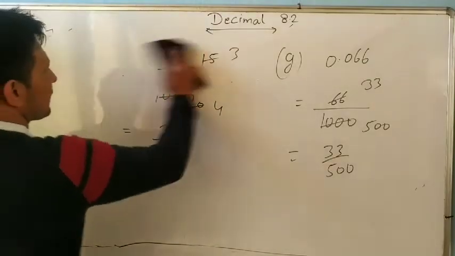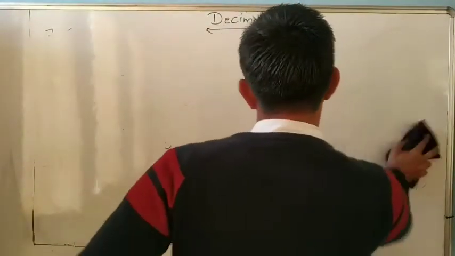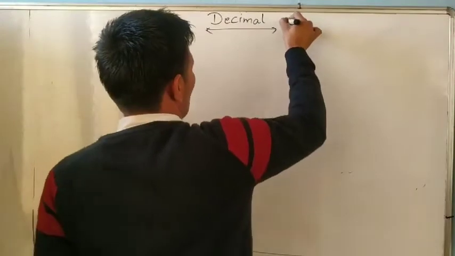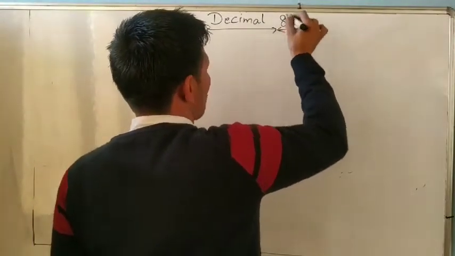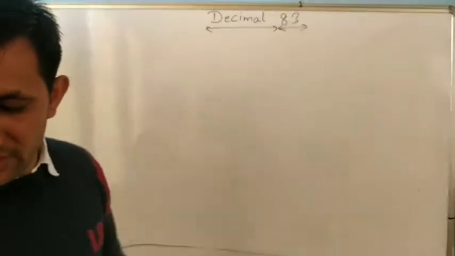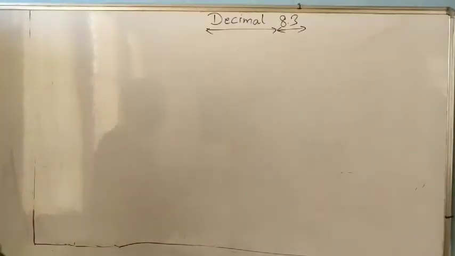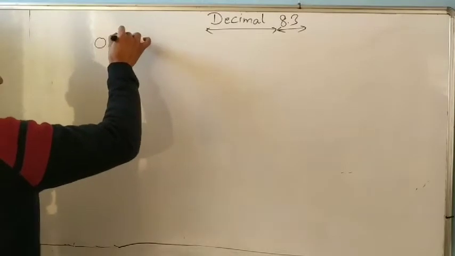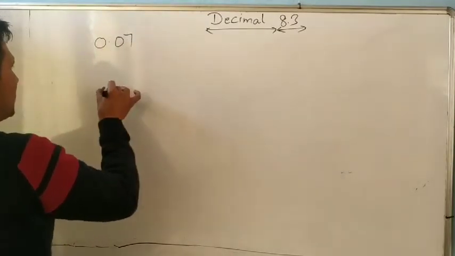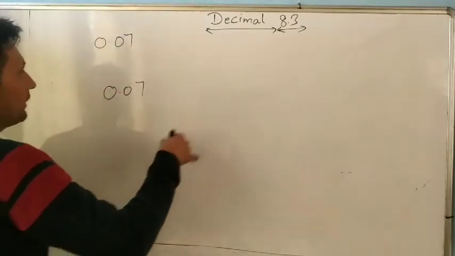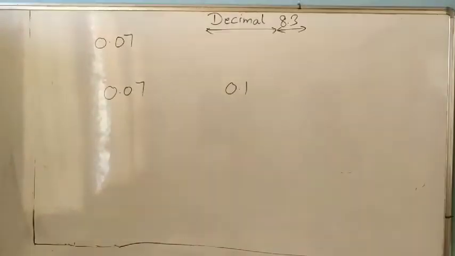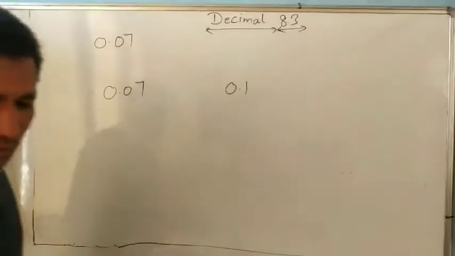Next exercise is 8.3, we will do. It is a very easy exercise, because till now we have already learned what a decimal number is and how to compare. So now we have to find which number is greater. Suppose like this one, if I ask you 0.07 and 0.1, which one is greater? So it is very difficult, because of the meaning. Look at one thing.